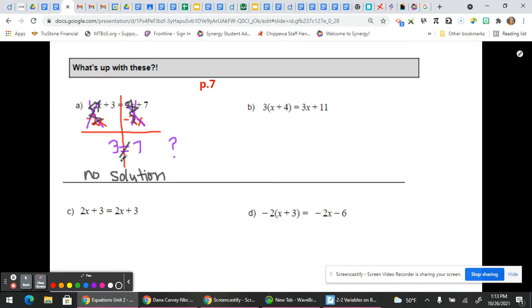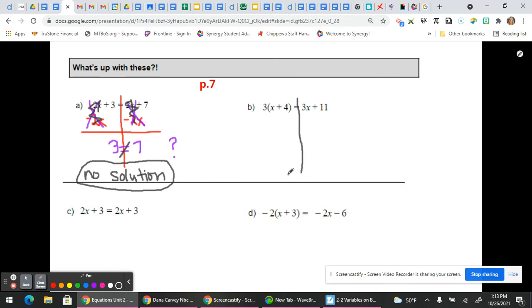No solution. So here, when our variables canceled out and it's equals to two numbers that are not the same, we know for a fact that there is no solution to this problem that exists to make it true. So here you go. First problem that has no solution. Now, let's take a look at letter B. Find your equal sign. Put your line in.